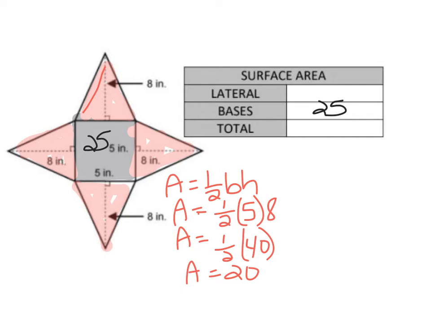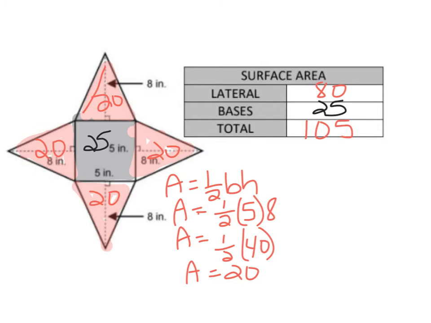So how many triangles measure the same amount or has the same area? All 4 of them, right? So 20 plus 20 plus 20 plus 20 gives you what? 80. So in this case, the lateral surface area is 80. The base is 25, so all we have to do to find the total is 105.